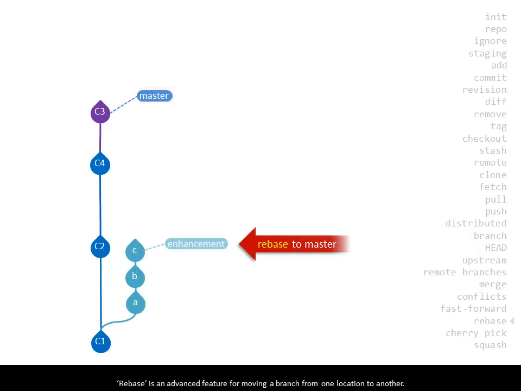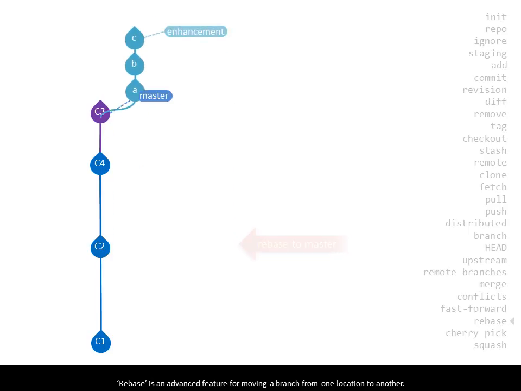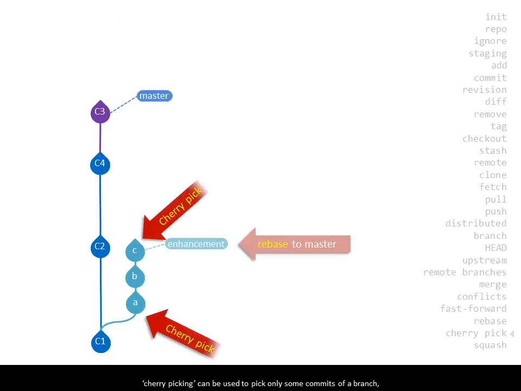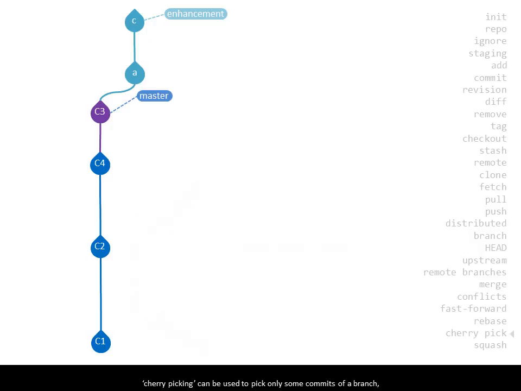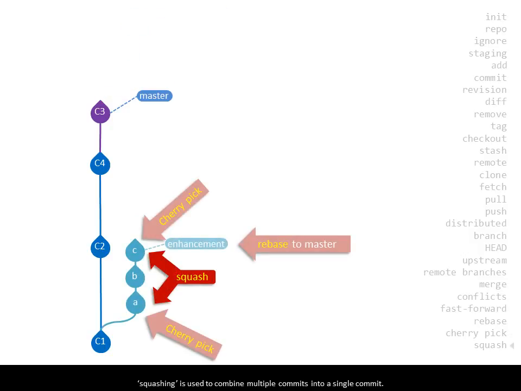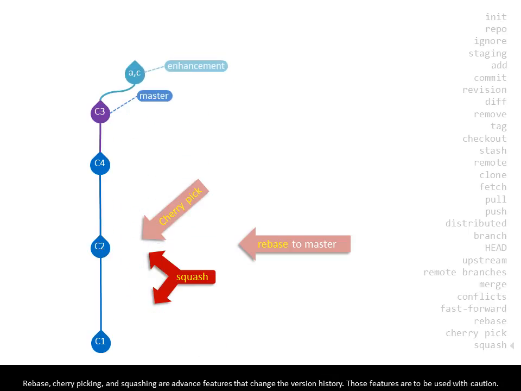Rebase is an advanced feature for moving a branch from one location to another. Cherry picking can be used to pick only some commits of a branch. Squashing is used to combine multiple commits into a single commit. Rebase, cherry picking, and squashing are advanced features that change the version history. Those features are to be used with caution.